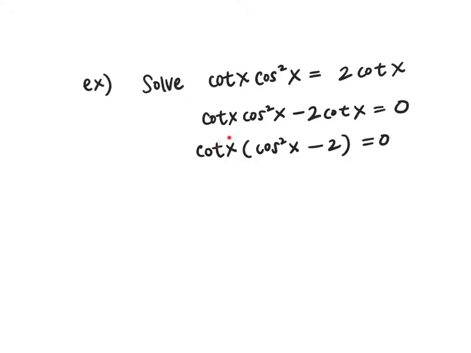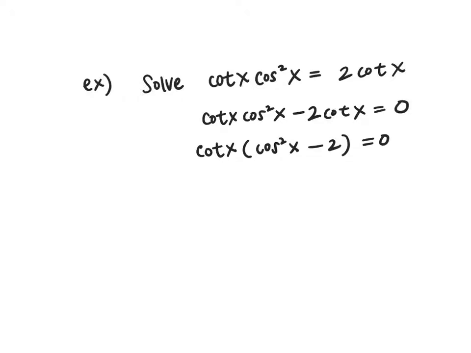Again, notice if I were to distribute, you would end up with cotangent times cosine squared x, and then minus 2 times cotangent of x. So these two expressions are equivalent. They're just in different forms. One has the cotangent of x multiplied out. The other one has it pulled out in the front. It has it factored out. Okay, so I've factored out my cotangent of x, but what can I do now?